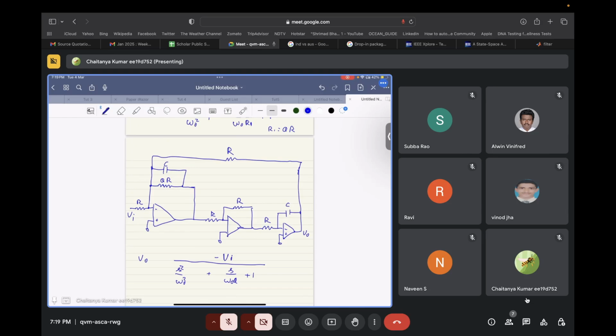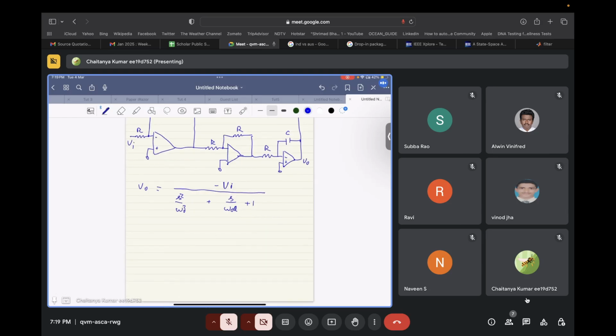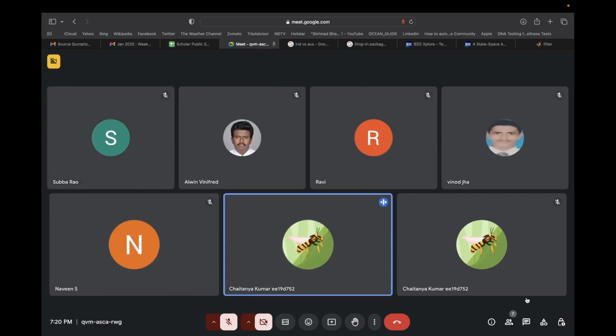Okay. Now let's say we wanted, so at V naught by Vi at S equal to 0 we get 1, right? Minus 1, or the magnitude is 1. Just a minute. Now let's say we wanted a gain from input to output. Let's say we wanted something as V naught by Vi is equal to some minus A instead of 1.